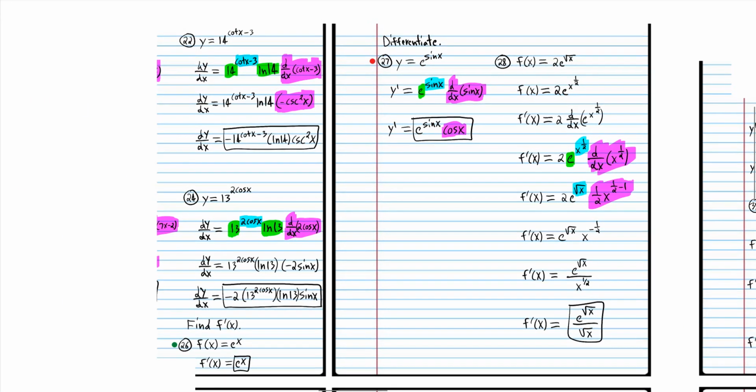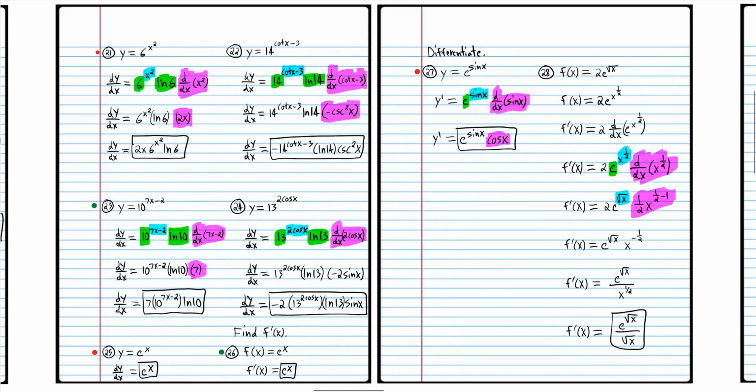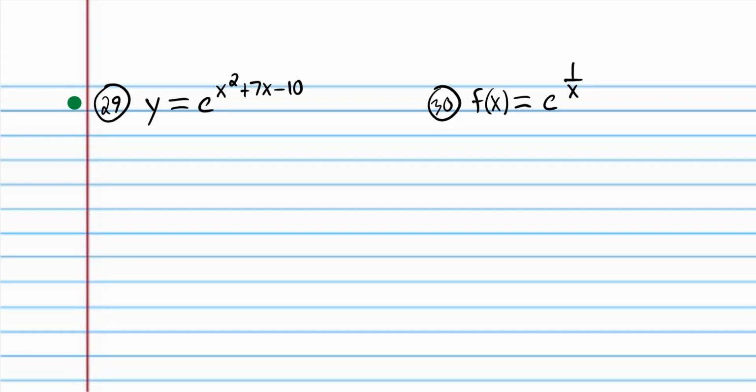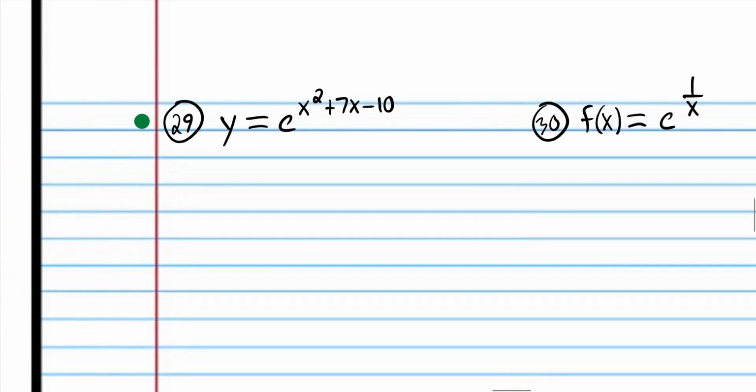I want you to try some problems like that. So get a picture of 27 and 28, and I want you to try number 29. When you come back, we'll do it together. Okay, we're back.